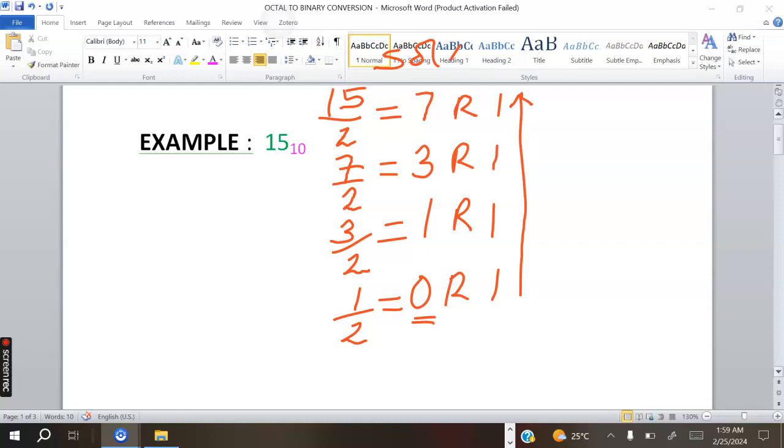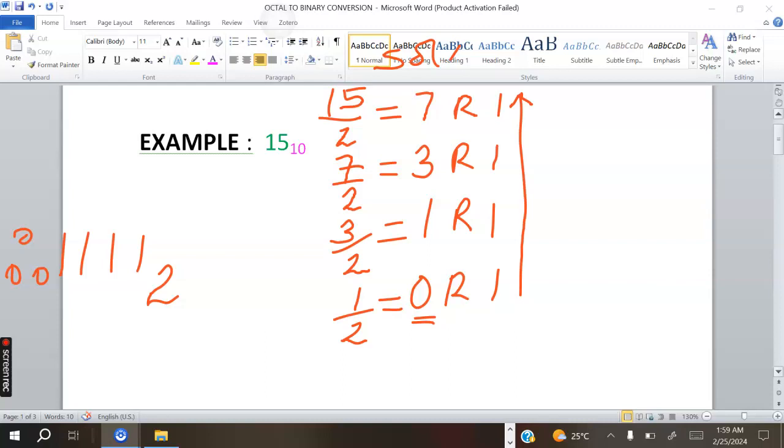Therefore, the final answer is this. Reading the remainders going upward, we get 1, 1, 1, 1. There are supposed to be four ones. Then you write the answer with base 2. We have converted the number from decimal to binary, and the answer is supposed to have a base 2.